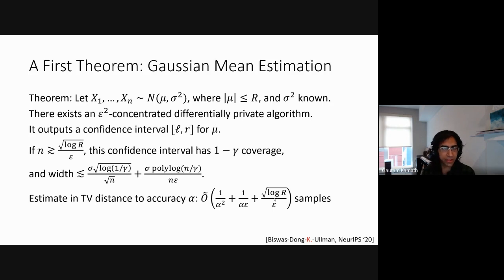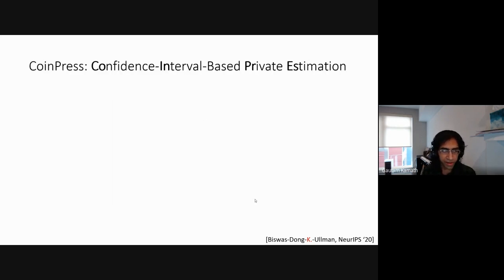Let me tell you the actual algorithm, which I sort of sketched before, but I'll tell you in a bit more detail. It's called CoinPress, which stands for Confidence Interval-Based Private Estimation. Credits to John for this title. I think that's pretty good.